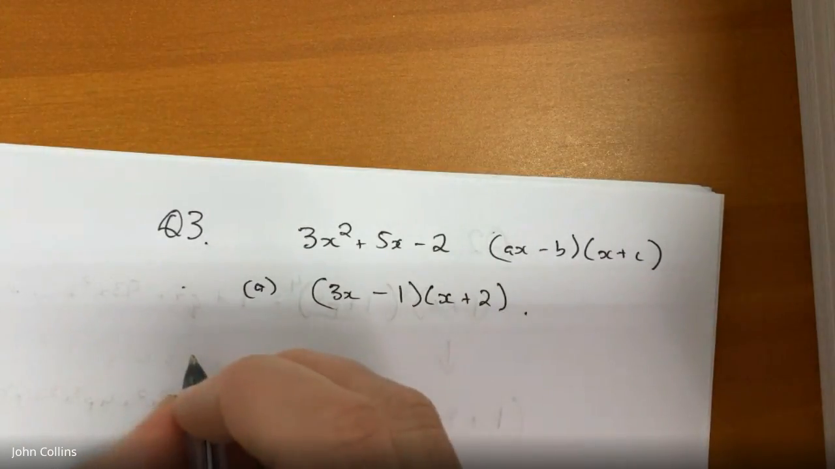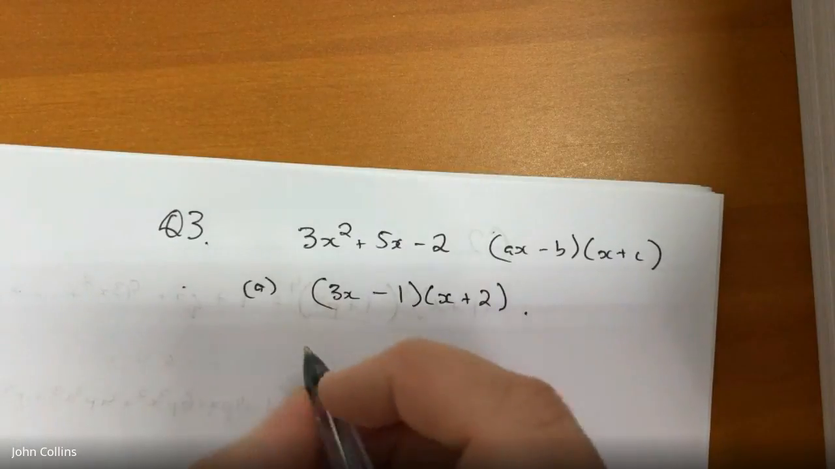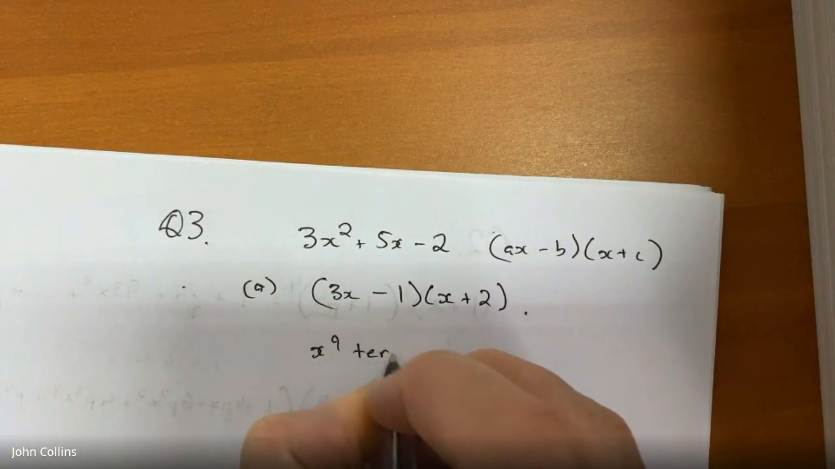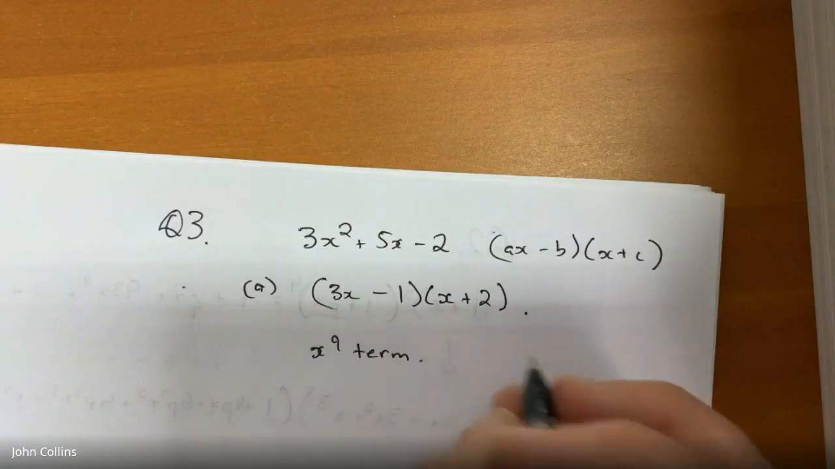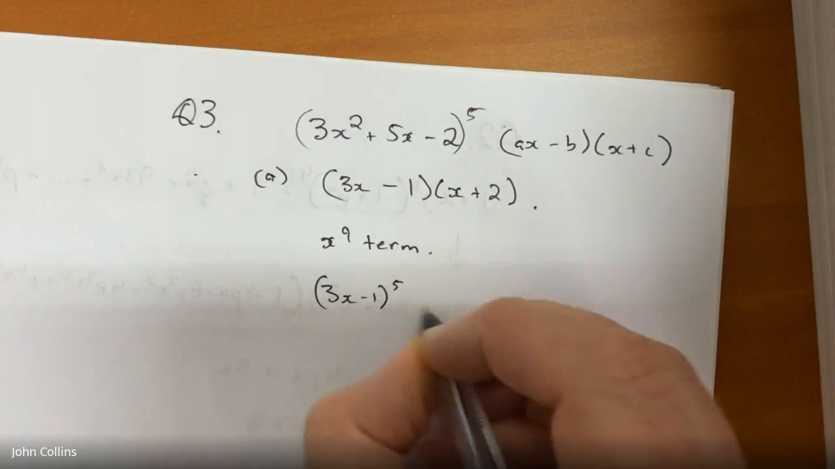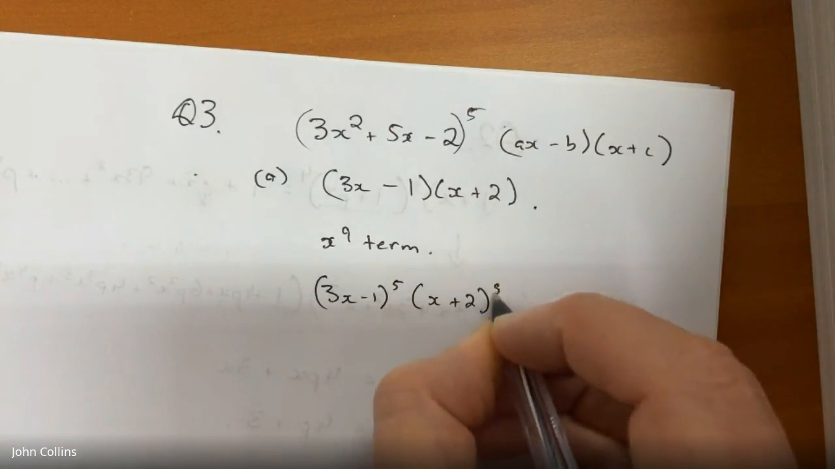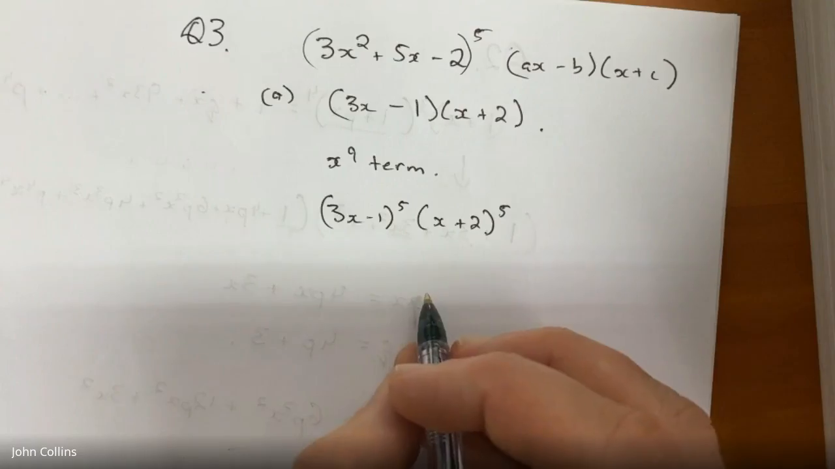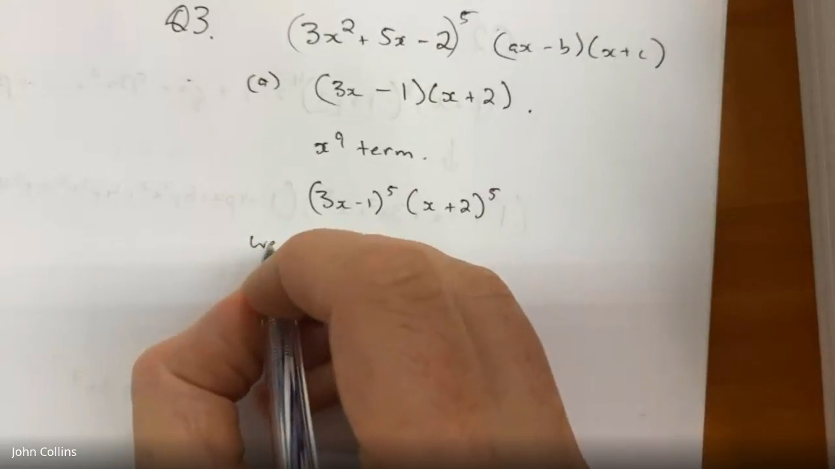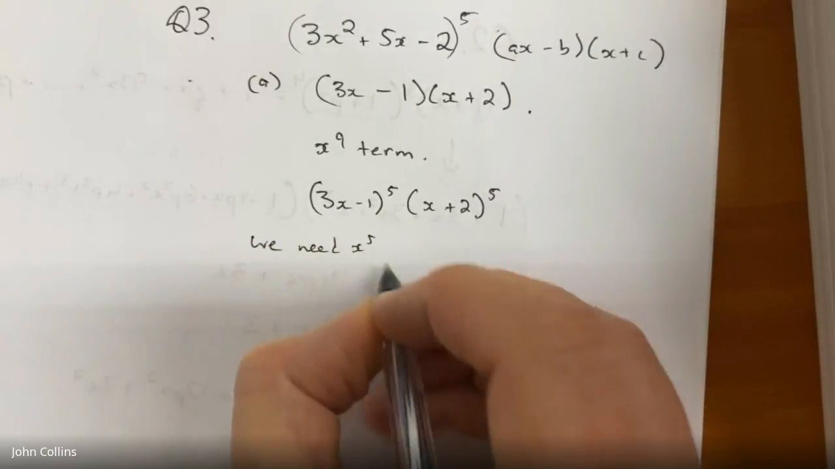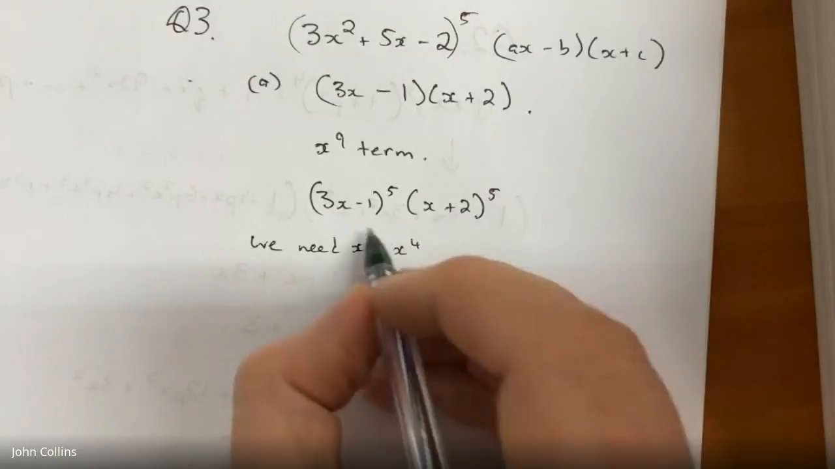All right, so in part B, hence or otherwise, find the coefficient of the x to the 9 term. I broke it up into those two and put them each to the power of 5. Yep, 3x minus 1 to the power of 5, and x plus 2 to the power of 5. And then from each of them, since it's going to be x to the 9, we need the x to the 5 and the x to the 4 coefficient. That would make sense. Okay, so we need x to the 5 and x to the 4 from.